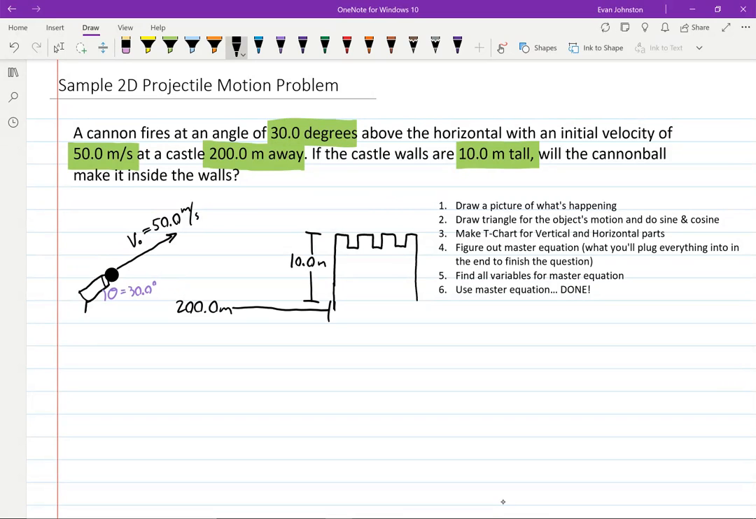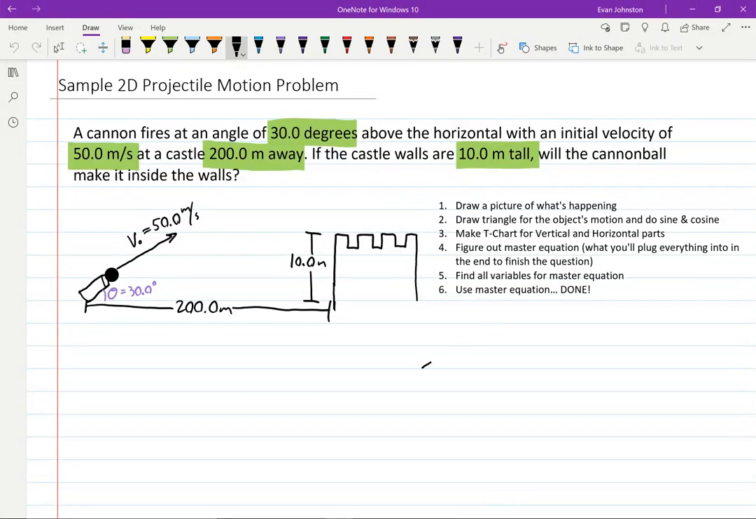So again, really, we're just doing step one. It just says draw a picture of what's happening. I've drawn a picture. I've just shown what we know. That's really all there is to it. Step two, draw a triangle for the object's motion and do sine and cosine. Okay, so here we go.